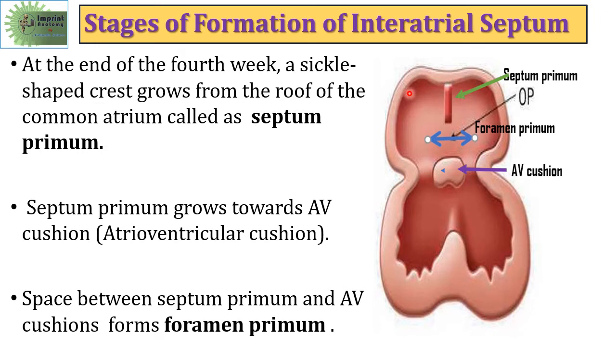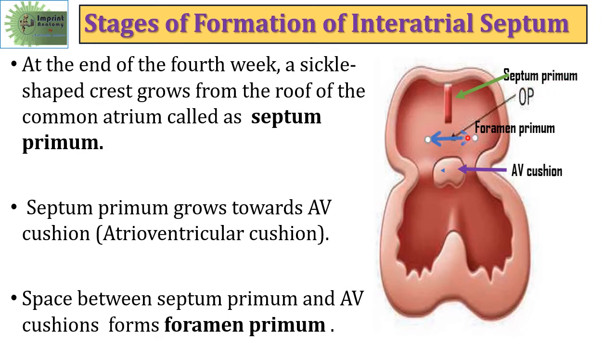So, at the end of the fourth week, a sickle-shaped crest or septa grows from the roof of the primitive atrium and it grows downwards towards the AV cushion. This septum develops first, that's why it is called the septum primum.